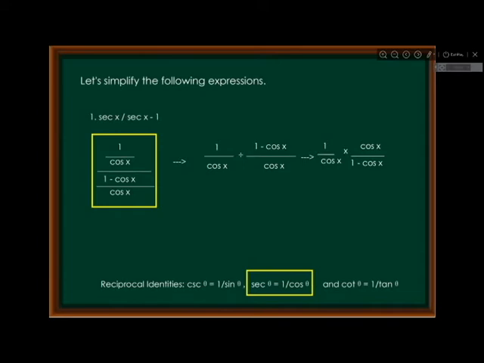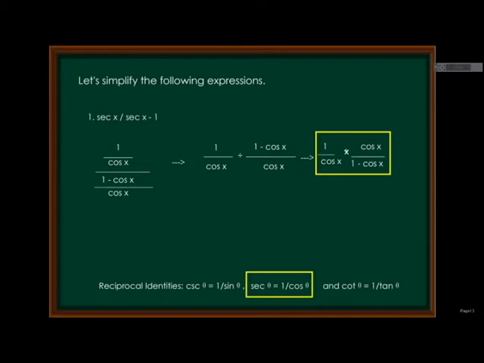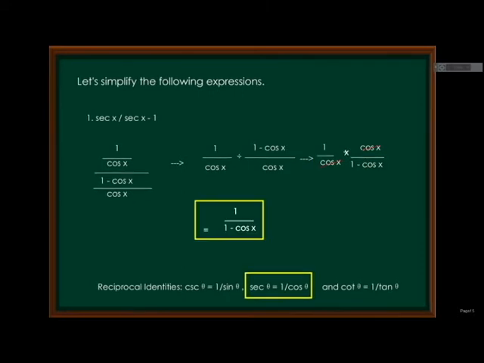So now, let's change the problem into a division problem. So we will get 1 over cosine divided by 1 minus cosine over cosine. But we have to get its reciprocal, so it will become 1 over cosine multiplied by cosine over 1 minus cosine. So after getting the reciprocal, we will see if anything cancels. So there you go. We will cancel cosine from both sides. And there you go. 1 over 1 minus cosine is the simplified answer.